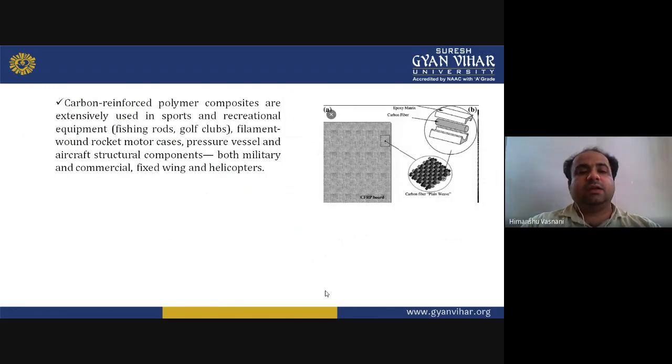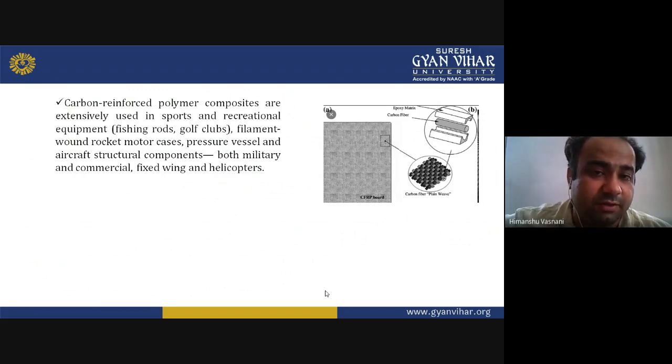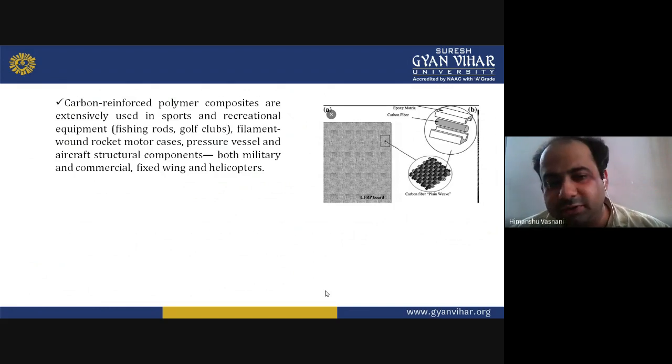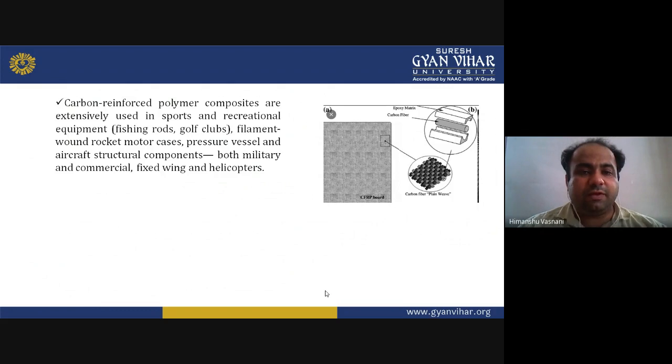Now, carbon fiber reinforced polymer composites are extensively used in sports and recreational equipment like fishing rods and golf clubs, in filament wound rocket motor cases and pressure vessels, and in aircraft structural components, both military and commercial, fixed wing and helicopters. So this is how this is done.